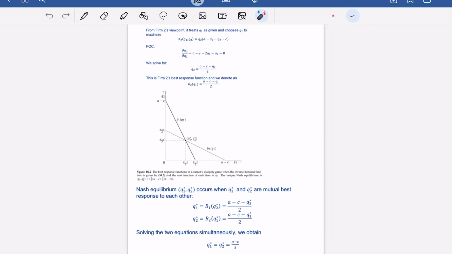So we can see that this is the Nash equilibrium for the Cournot game.